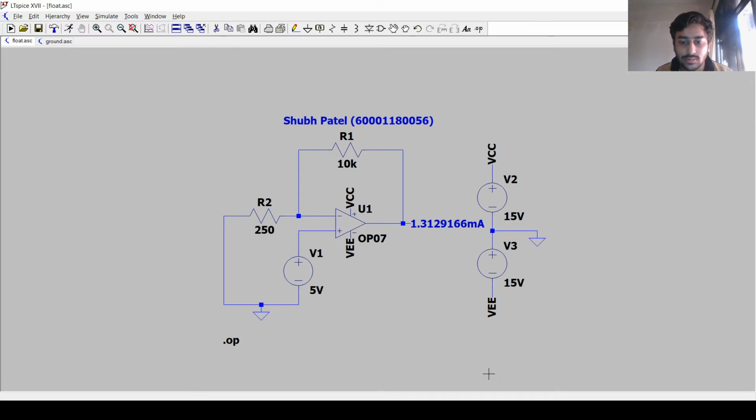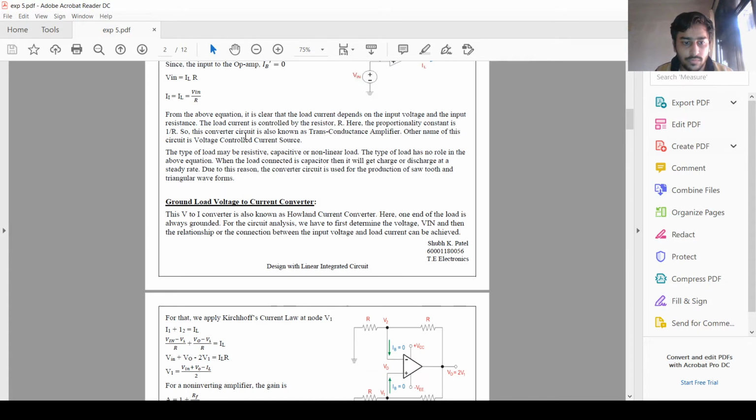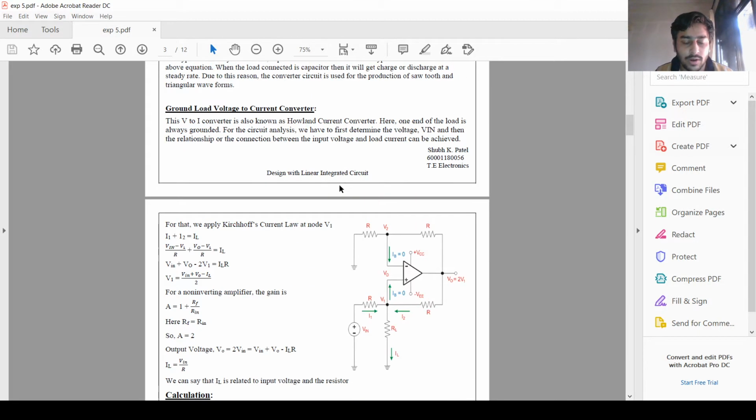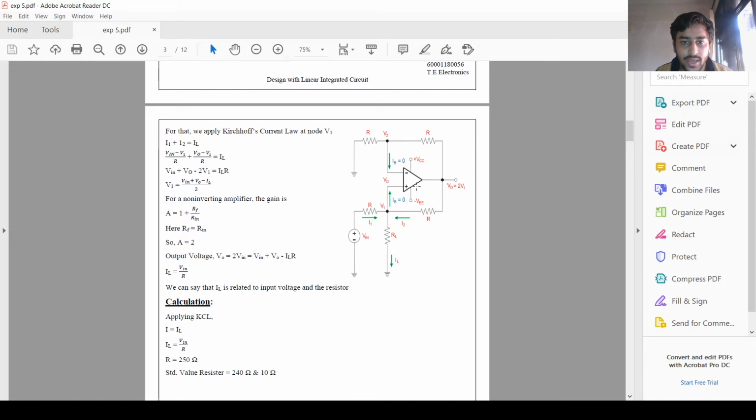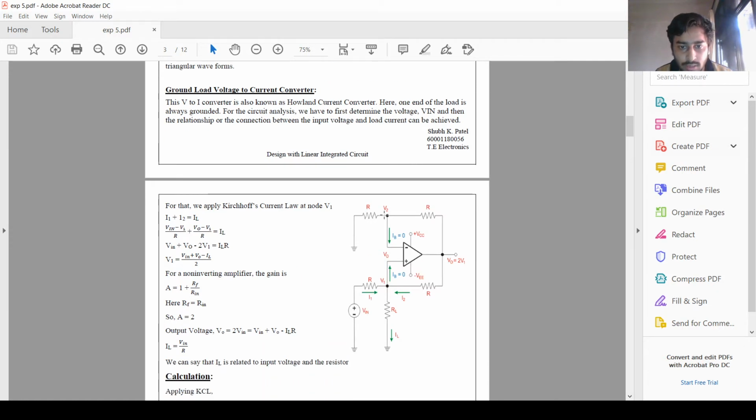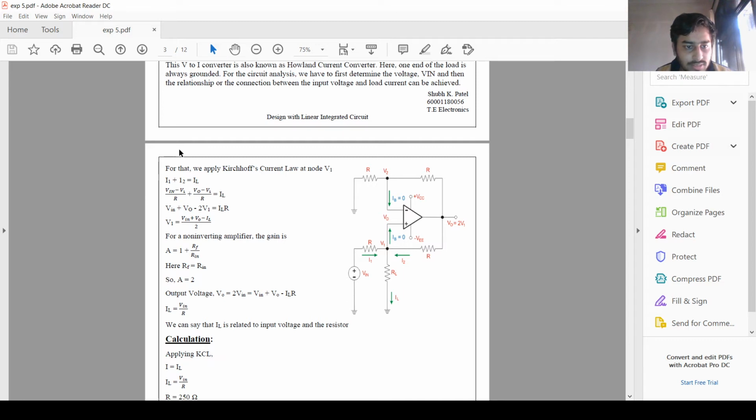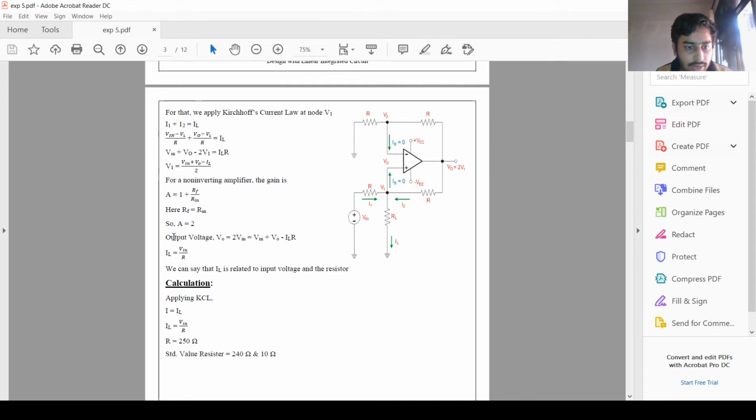Now let's move to the ground load V2I converter. So this is the circuit diagram for the ground load V2I converter. As you can see, all the resistance values are equal and the RL is directly connected to the ground. These are the calculations, and here the output current is equal to V in upon R, which means that it is independent of RL. So let's check this hypothesis using the simulation software LT-SPICE.